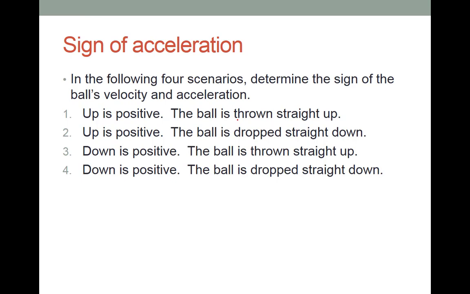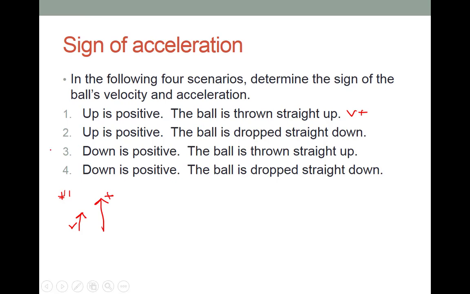So we have 4 scenarios here. Determine the sign of the ball's velocity and acceleration given the situation that is happening. So in situation number 1, you're told up is positive, right? So that defines the coordinate system, and we have a ball that is thrown straight up. So the velocity is upward. So immediately we can say for this one, determine the sign, v is going to be positive.